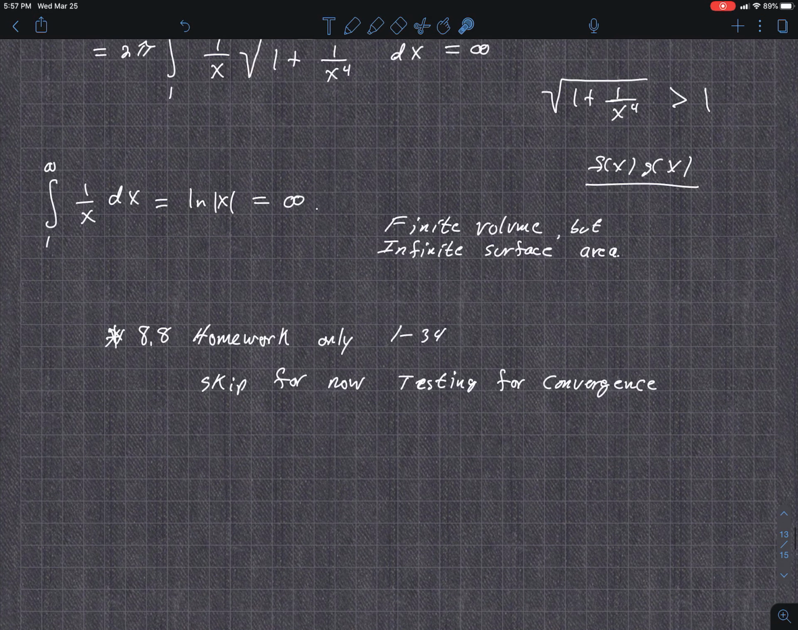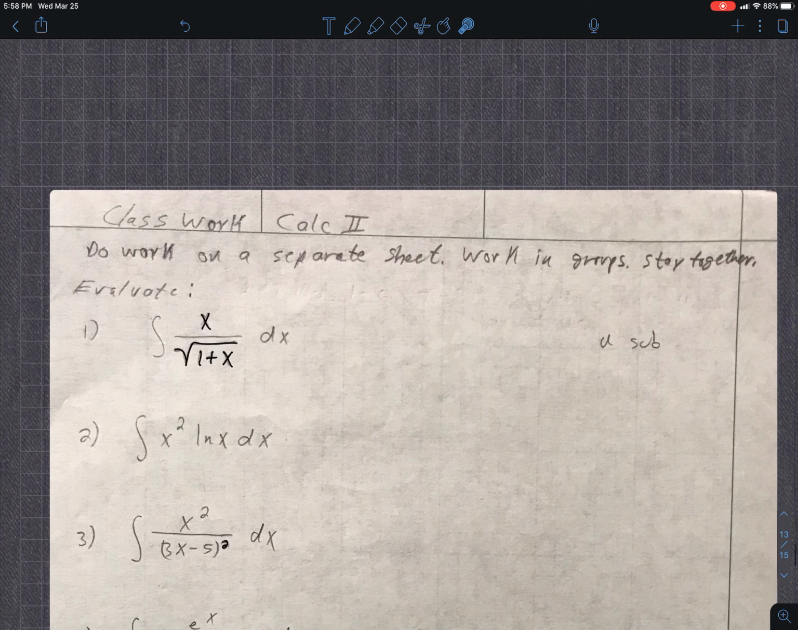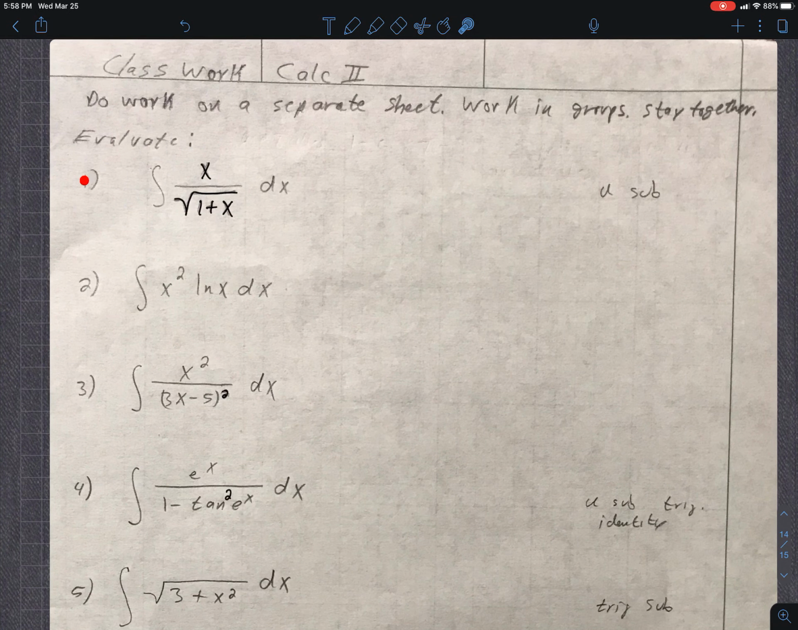Okay, when you get to your homework in 8.8, someone pointed out to me that I had assigned a test for convergence after 34, and we didn't cover that. So don't worry about test for convergence. We will actually look at that, plenty of that, in chapter 10 in the sequences and series chapter. So just do the types of questions that we just demonstrated up there, 1 through 34. This was the classwork we did.